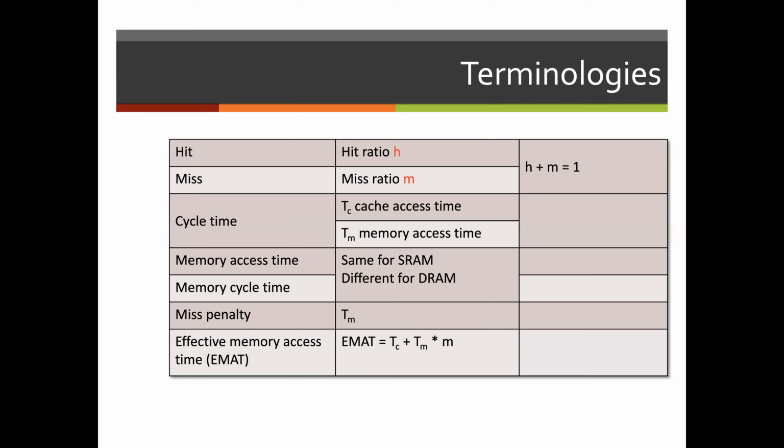With the miss penalty, we're considering the time associated with servicing a miss for a particular level of the memory hierarchy. To compute the effective memory access time, we want to consider T sub C, which is our time to access the cache, plus T sub M, which is our time to access main memory, times our miss rate, I'm sorry, not penalty, miss rate.